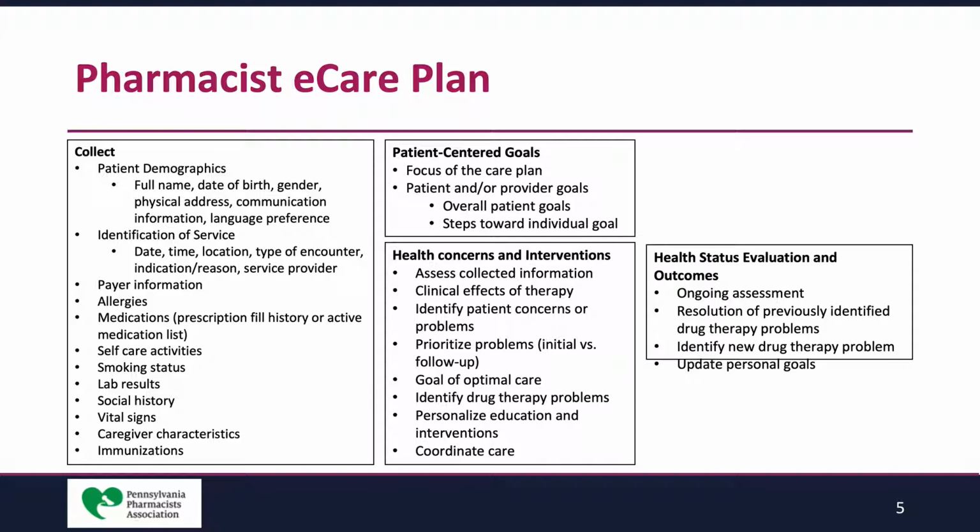There's the collection phase, where we collect the demographics, the payer information, the allergies, the med list, their social history, whether or not they're a smoker, a drinker, and also collecting any other subjective, objective data. The collection is the one important part of the e-care plan because the collection is what we use to help provide the rationale if we do identify a problem.